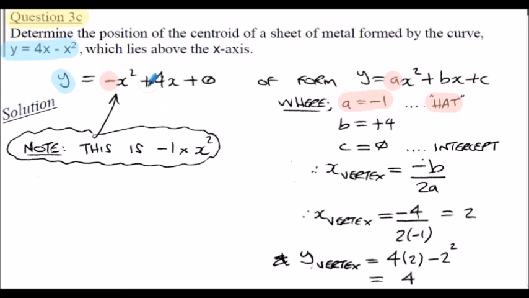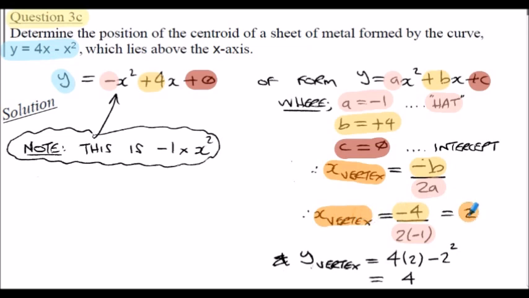We can see that b is +4 and c in this case is 0. That's the intercept. Again, from our previous presentation, we've calculated the vertex, that's the turning point, in both its x and y dimensions. The formula for calculating the x dimension of the vertex is shown here, of -b divided by 2a. If we insert the values, we find the x vertex location is 2, and putting the 2 back into the original equation given in the question, y dimension to the vertex is 4.